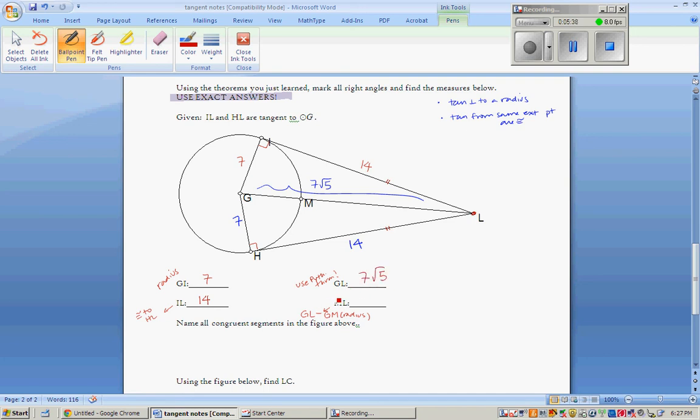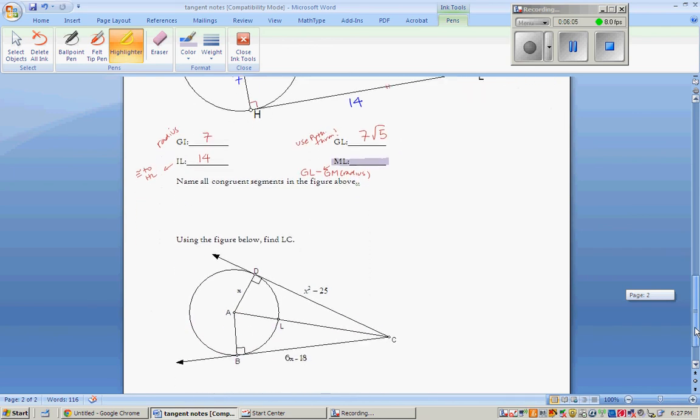I'm going to leave you to find ML and bring it to class. Like it says here, ML is equal to this entire thing minus GM, which you know the length of. Bring that to class and let's see what you come up with. But we're going to move on.